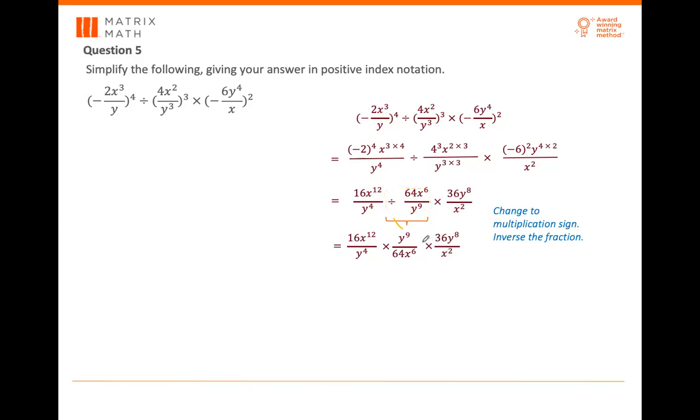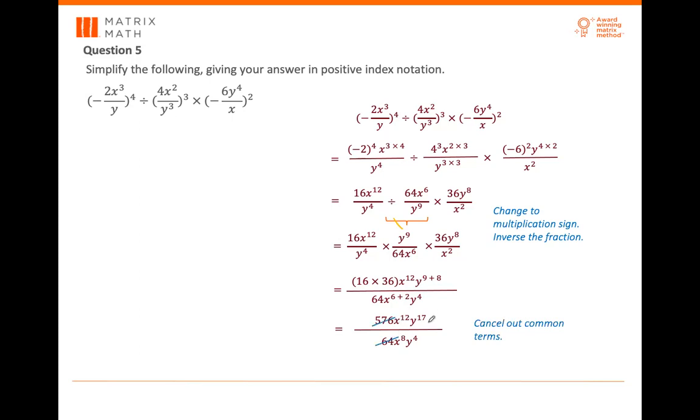So you see which way you can cancel. Okay, so another way you could do is that you can actually times everything together. So you have 16 times 36, and then x to the power of 12, y to the power of 9 plus 8, over 64, x to the power of 6 plus 2, because you see, x to the power of 6 times x to the power of 2, so you add, and y to the power of 4. 16 times 36 is 576, x to the power of 12, y to the power of 17, over 64, x to the power of 8, y to the power of 4, and from here you simplify, okay?